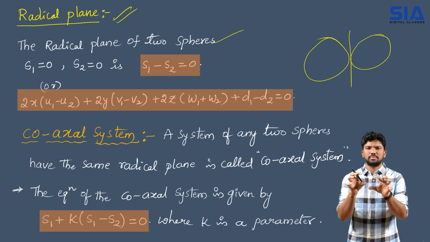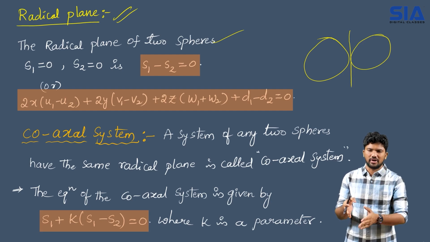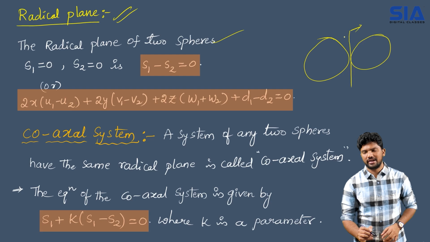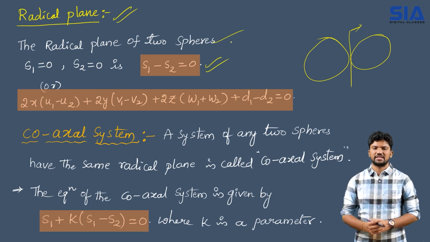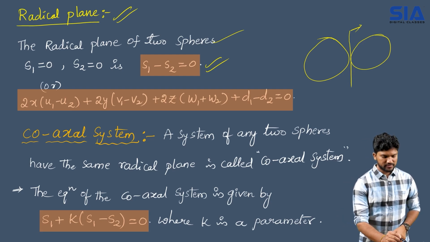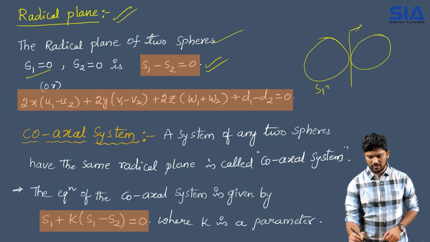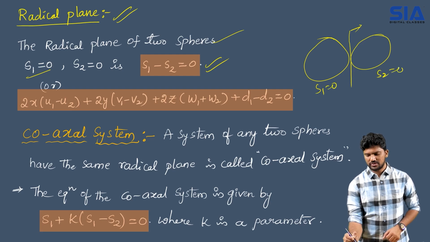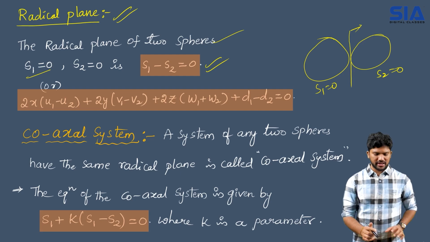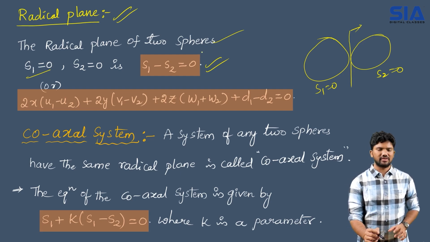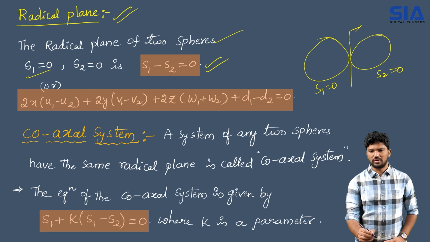If you take two spheres, and any line or any plane passes between them, that plane is called the radical plane. But it has to satisfy the condition S1 minus S2 is equal to 0. For the radical plane of two spheres, if you take the first sphere S1 equal to 0 and the second sphere S2 equal to 0, then we can give the equation of the radical plane as S1 minus S2 is equal to 0.